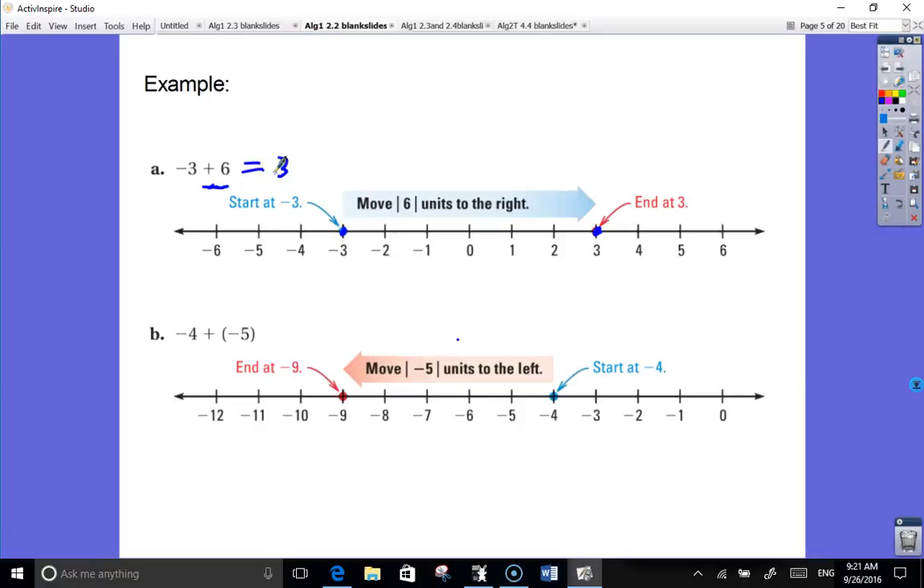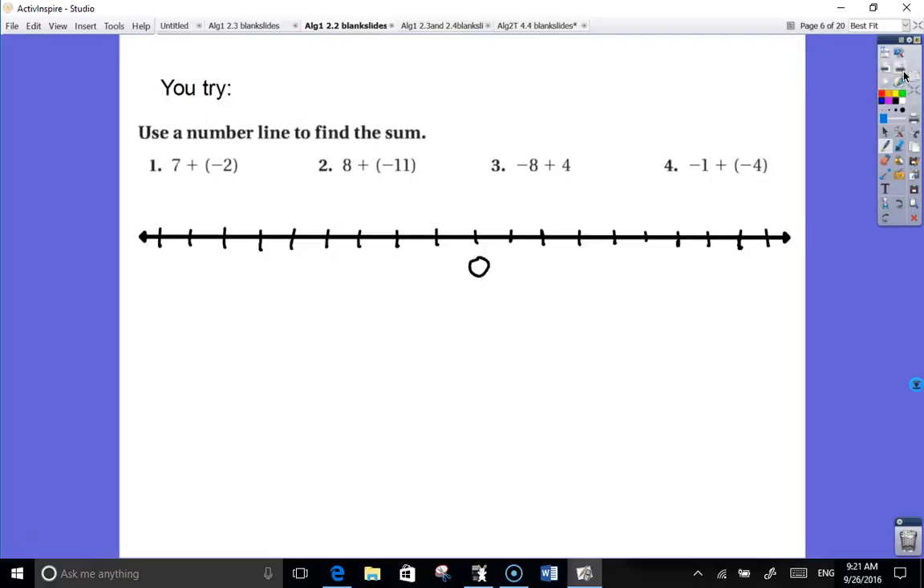-4 plus -5, right? So we start at -4. And since it says -5 or plus a negative, we're going to have to go to the left 5. 1, 2, 3, 4, 5. So the answer is -9. I know it's baby stuff, but right. So use the number line to find those sums.